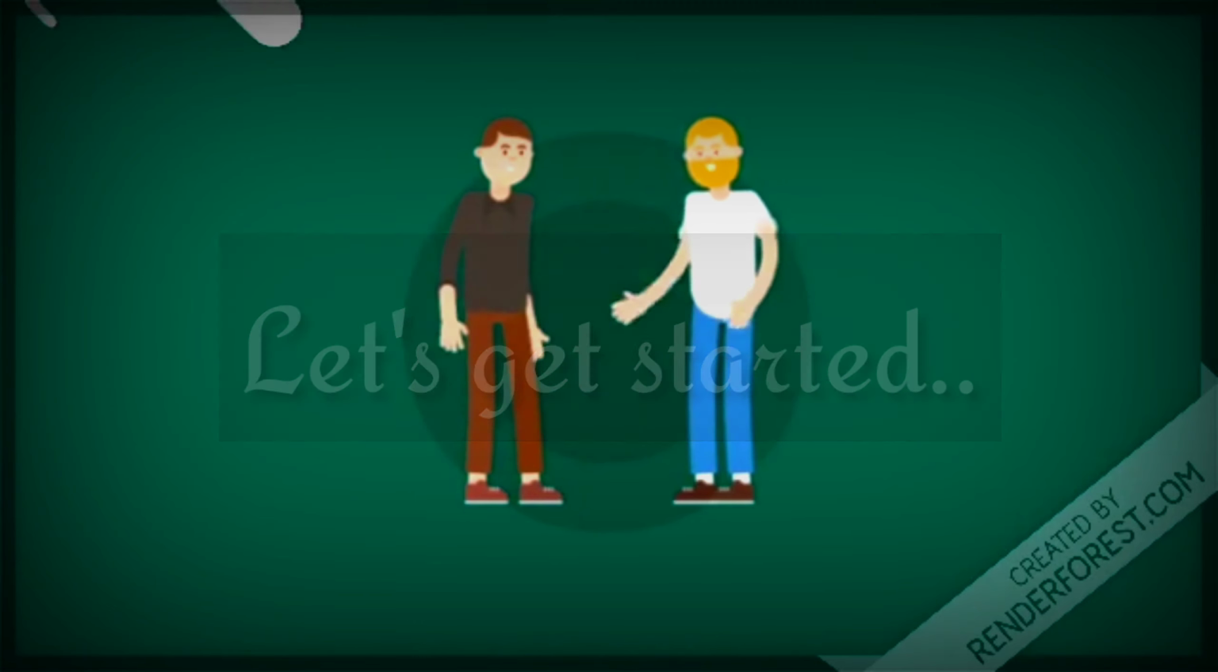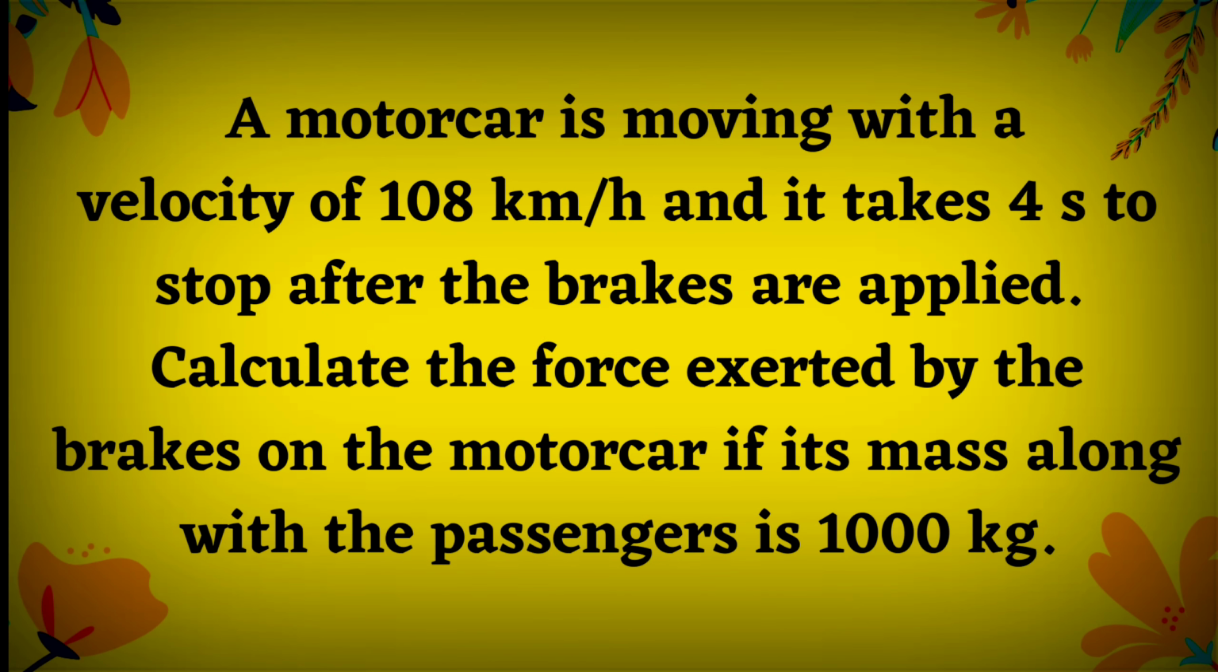Let's get started. Now, let us start with the first question. A motor car is moving with the velocity of 108 km per hour and it takes 4 seconds to stop after the brakes are applied. Calculate the force exerted by the brakes on the motor car if the mass along with the passenger is 1000 kg.